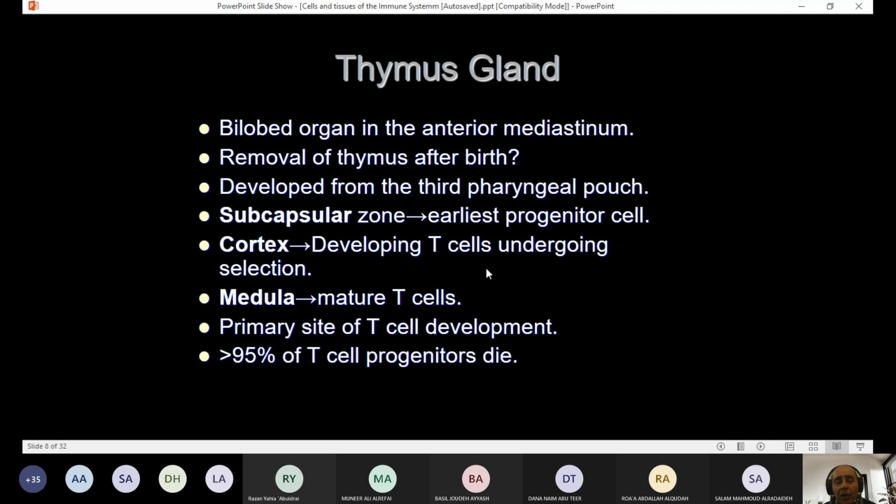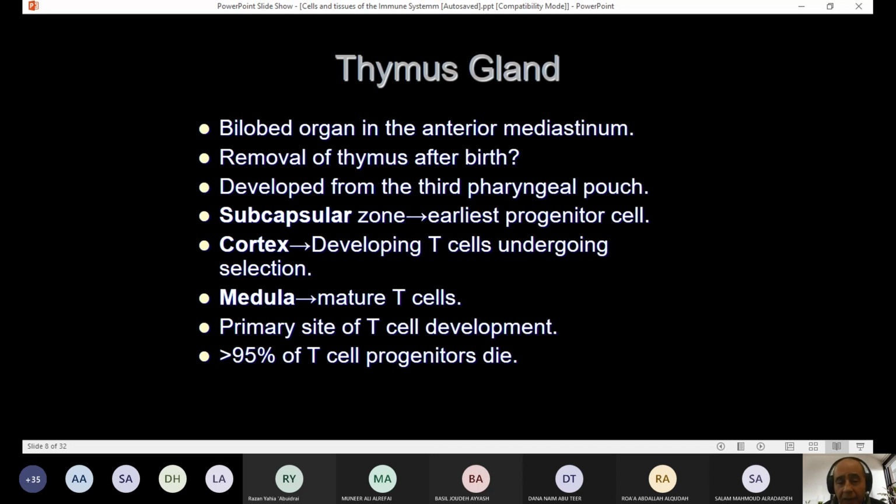undergoing selection there in the cortex. T cells will be selected, the ones that are going to have a specificity, meaning which cell is going to attack which type of antigen. Remember, when they start to develop, many of those lymphocytes that come out have receptors for self antigens.